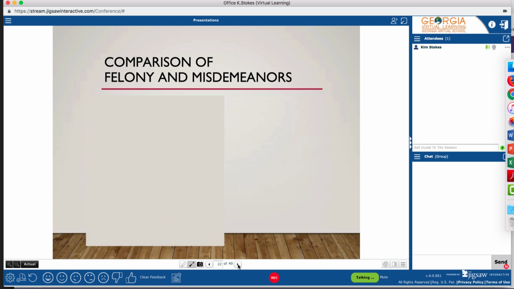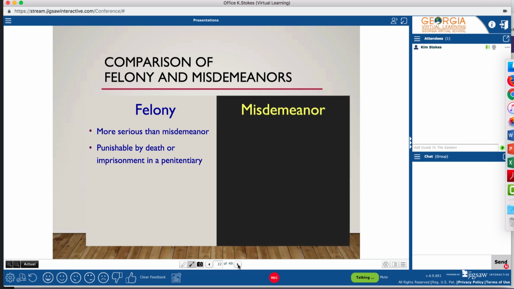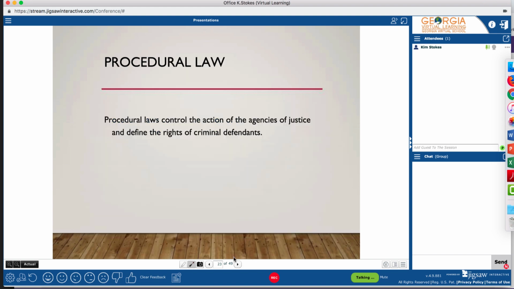Here's a comparison of felony and misdemeanors. So a felony is more serious than a misdemeanor. It's punishable by death or imprisonment in a penitentiary. A misdemeanor is a less serious crime, punishable by a fine, probation, community service, or jail time, less than a year.